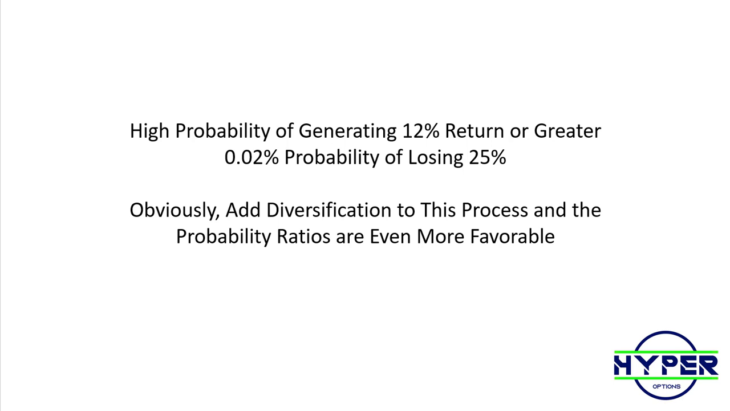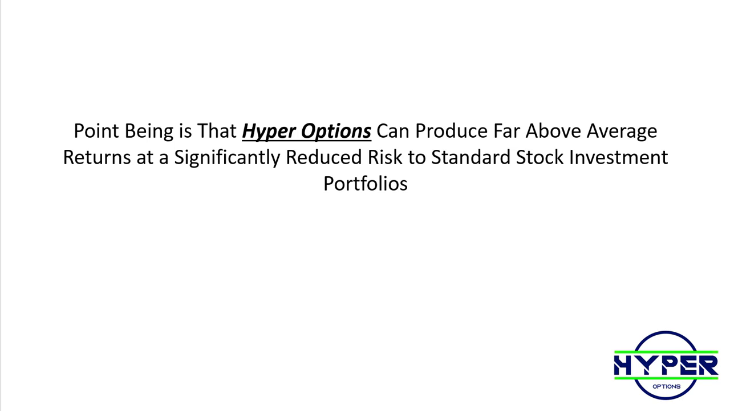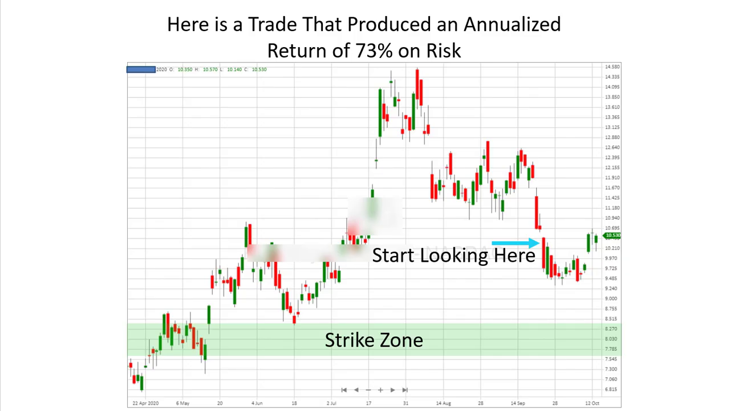So the stock goes to zero. That's the ultimate crash. You can't get any crashier than that. And you only lose 25%. That's the worst case scenario. Meanwhile, you're putting yourself in a position to make 12%. Point being, hyper options can produce far above average returns at a significantly reduced risk to standard stock investment portfolios. That's what I stated at the beginning. That's what I've proven to you over the last 30 minutes. And it gets even better than that.